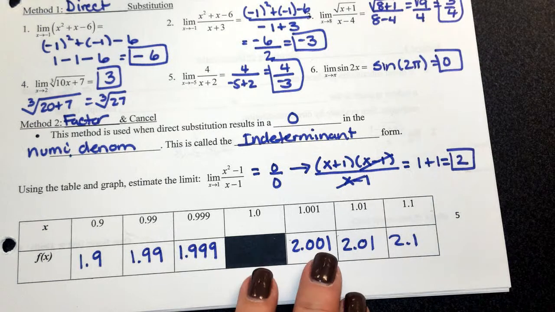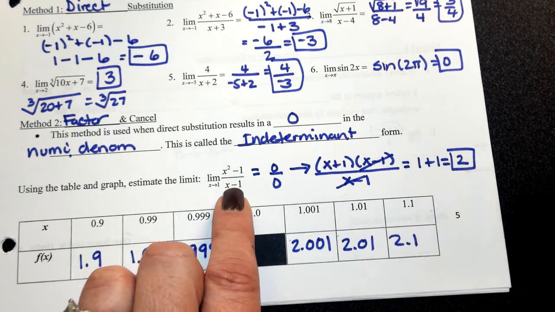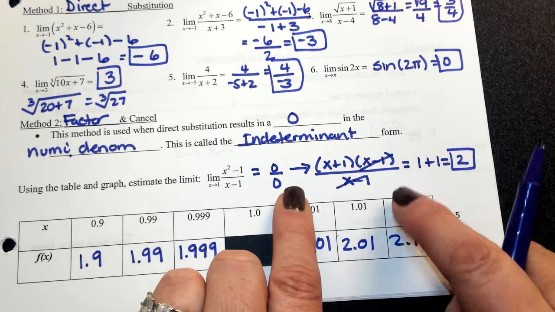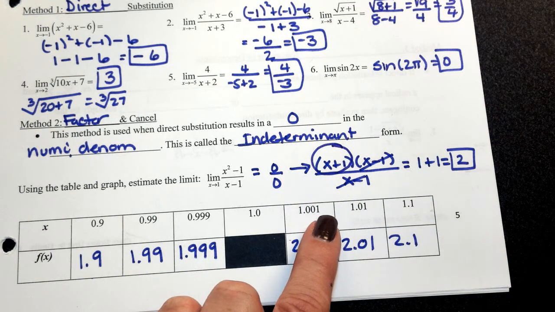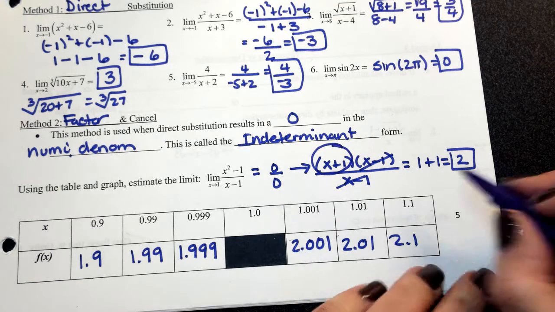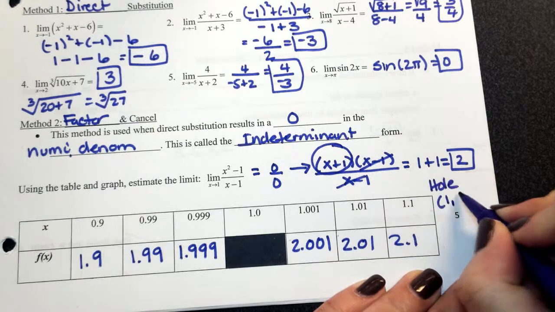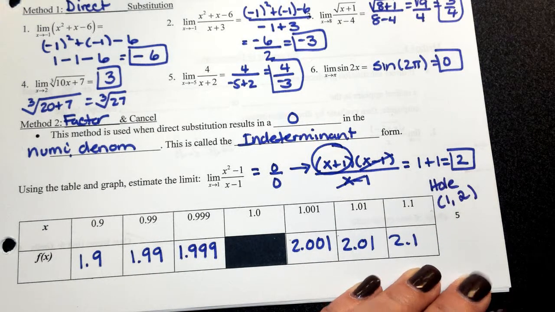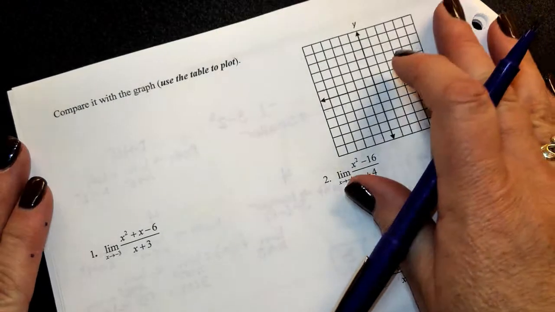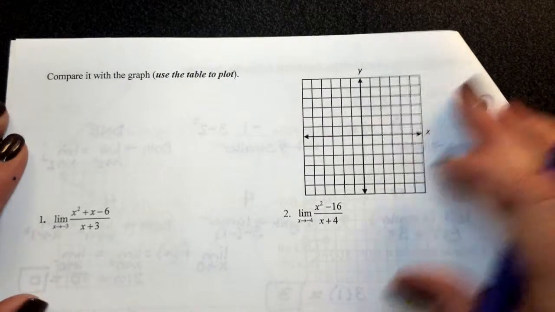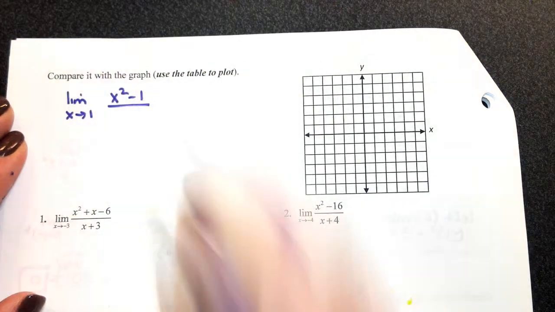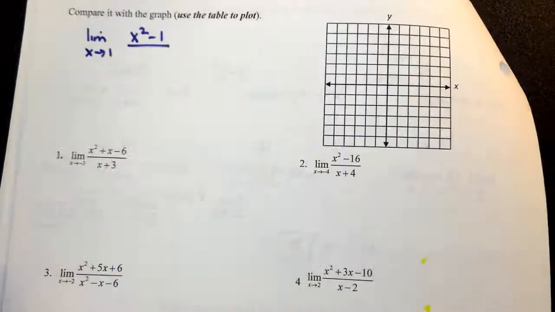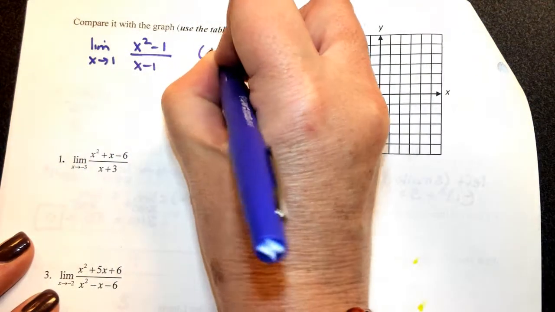Now remember graphically how we graphed x squared minus 1 over x minus 1. Remember, graphically what you'd be doing is graphing the fraction that's reduced. But remember, like I just mentioned, you have a hole at 1, 2. So when I go to graph this particular function, remember we talked about the limit as x approaches 1 of x squared minus 1 over x minus 1. We found we have a hole at 1, 2.